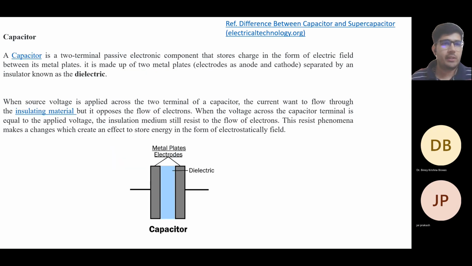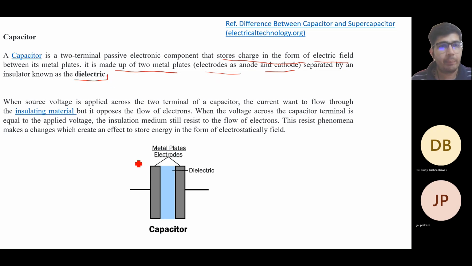So basically, a capacitor is a two-terminal passive electronic component that stores charges in the form of electric field between its metal plates. It is made up of two metal plates, which is electrode as anode and cathode, and these are separated by an insulator known as dielectric. So this is the basic of a capacitor.